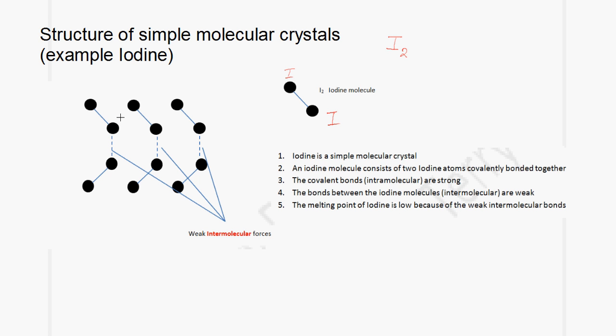Now, this is something that you need to pay attention to. This represents an iodine molecule. This is another iodine molecule. This is one here as well. This is another one here. Now, the bonding between the iodine atoms is covalent, and this is very strong. But between the molecules, that is these dotted lines here, these bonds are very weak. And it is because these bonds are very weak that iodine has a low melting point. It is able to convert into a vapor very easily.